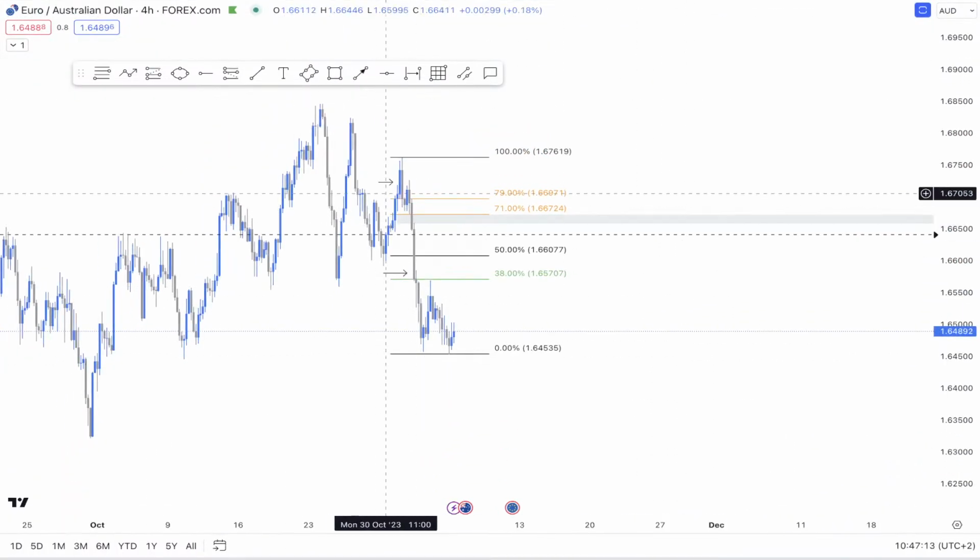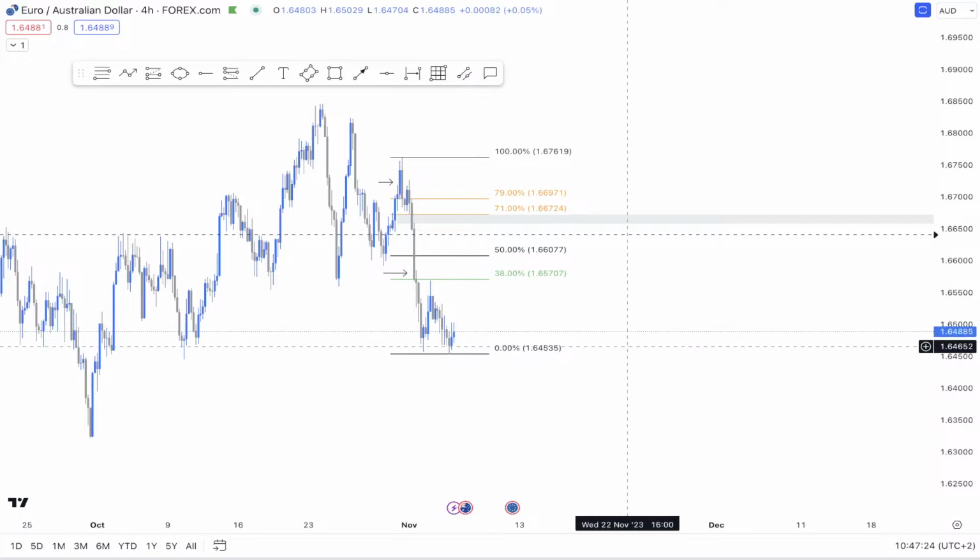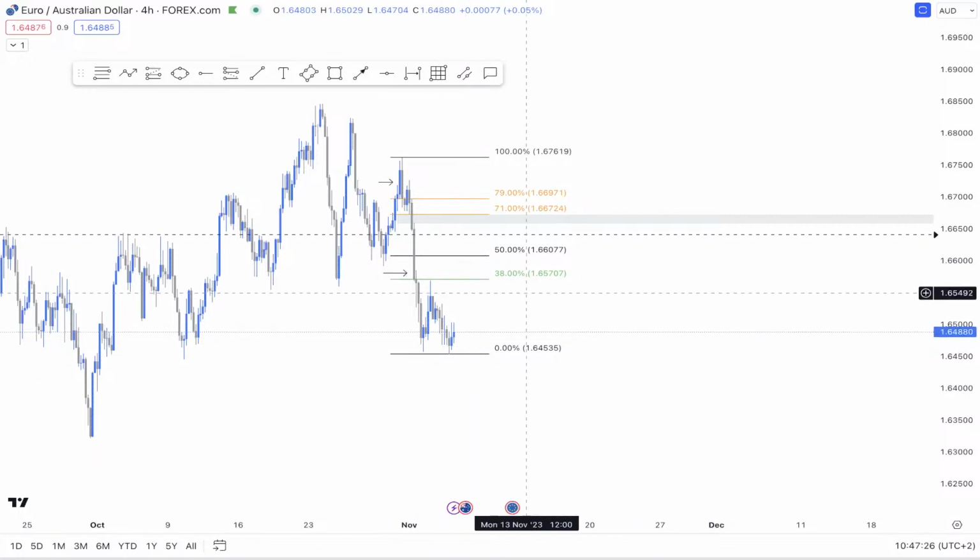Next up, EURAUD with another sell limit opportunity. Again, looking pretty nice. Liquidity sweep here, followed by a very impulsive break towards the downside. We broke multiple lows. We broke this low here, and also this low here. Okay, so very, very good confluence.